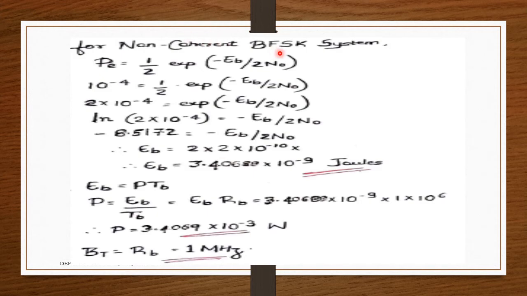For a non-coherent BPSK system, we know P is equal to 1 by 2 exponential of minus EB by 2N naught. Okay, so with P equal to 10 to the power of minus 4, 10 to the power of minus 4 is 1 by 2 into exponential of minus EB by 2N naught. So 2 into 10 to the power of minus 4 is equal to the exponential of minus EB by 2N naught. So I have to remove this exponential, because this is nothing but e.